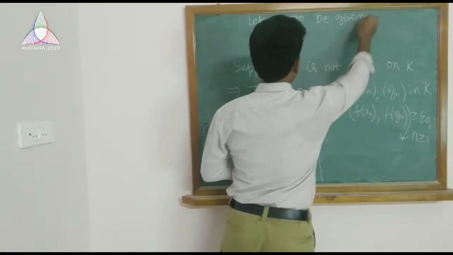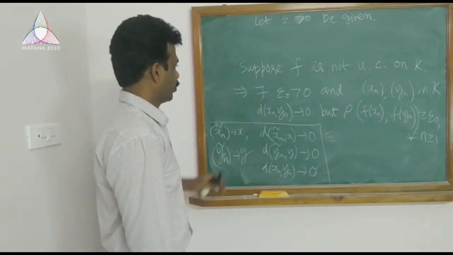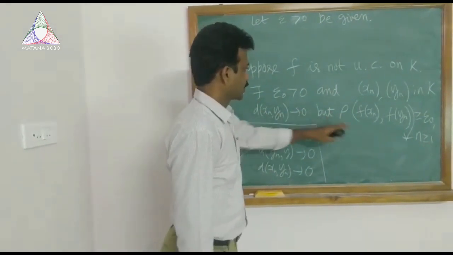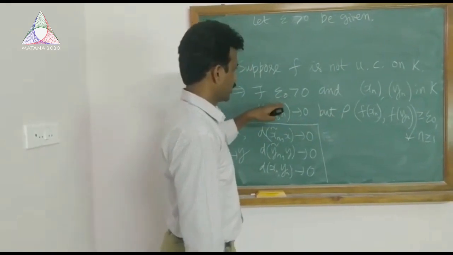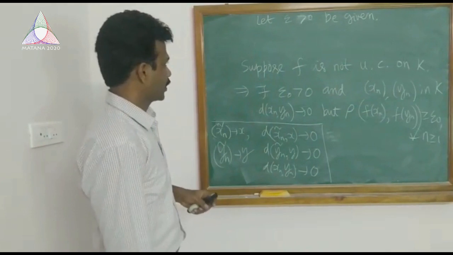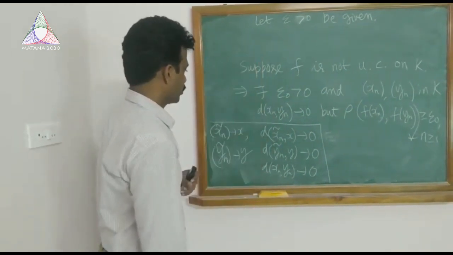Don't get confused with this epsilon naught, because this epsilon naught is 1, which gives this conclusion. So there exists an epsilon naught and there are sequences, we have this. This epsilon naught and epsilon are different. So let epsilon greater than 0.